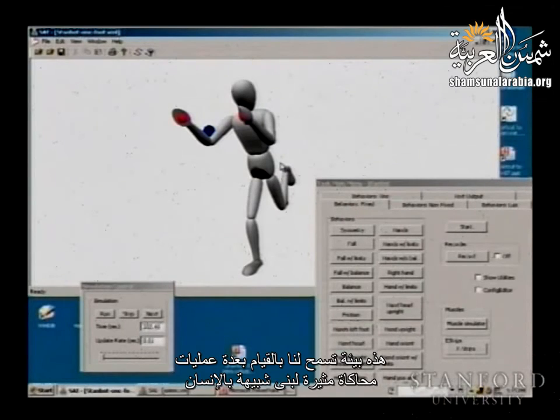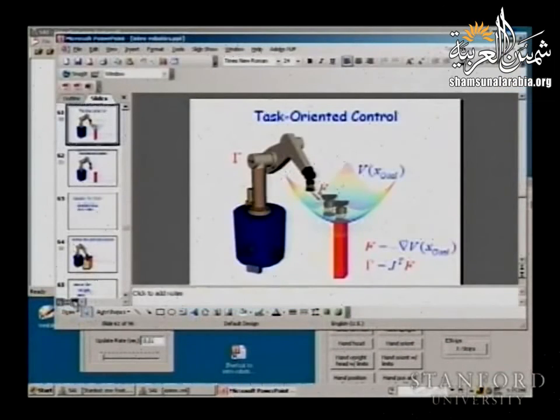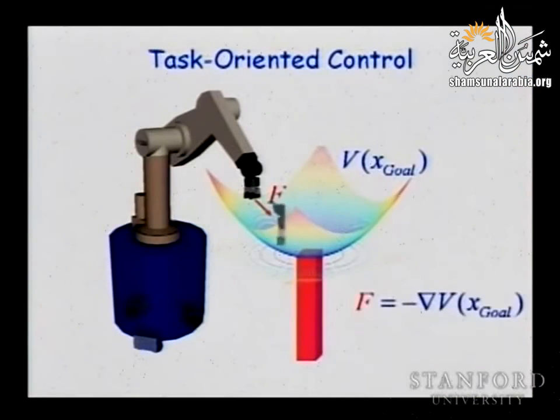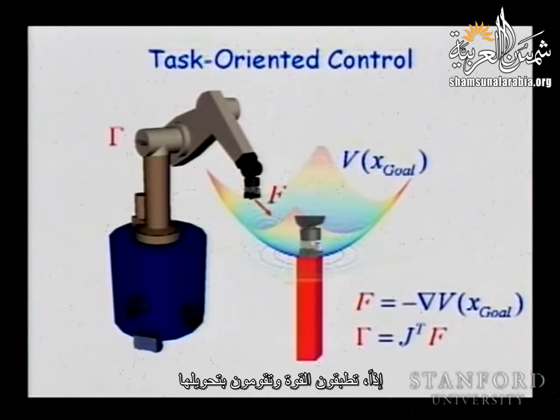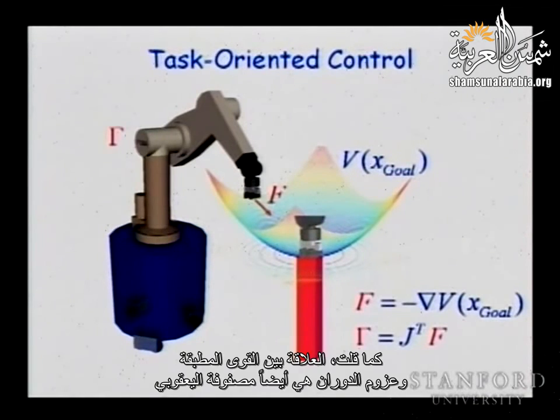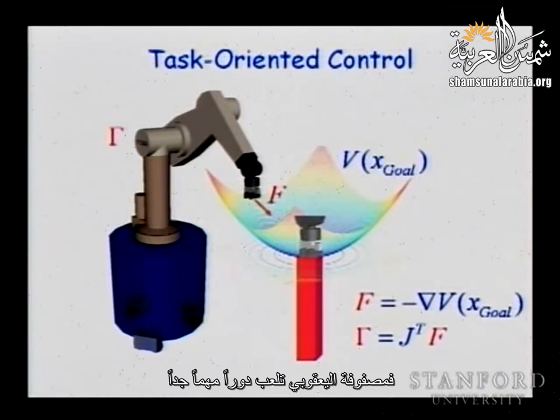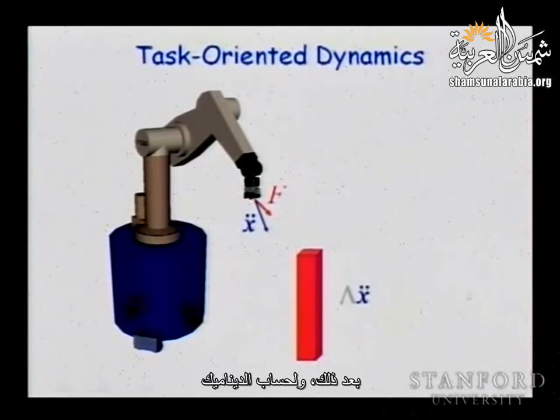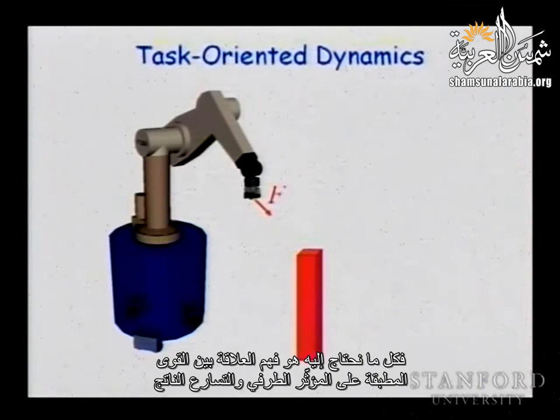So this is an environment that allows us to do a lot of interesting simulations of human-like structures. And so you apply the force and you transform it. As I said, the relationship between forces and torques is also the Jacobian. So the Jacobian plays a very important role. And then to compute the dynamics, all we need to do is to understand the relationship between forces applied at the end effector and the resulting acceleration.